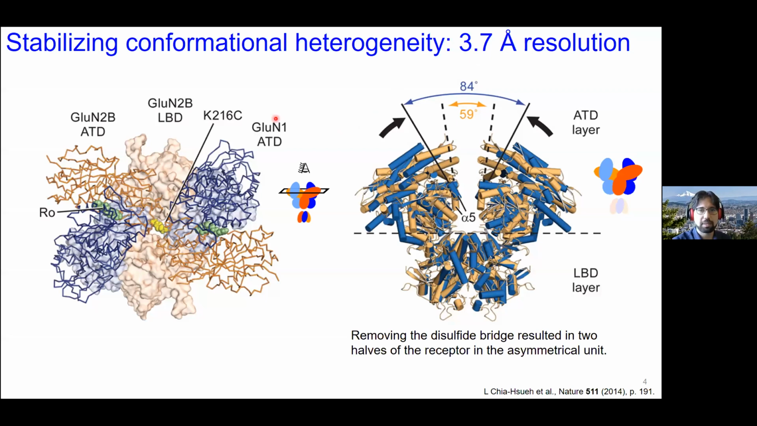Okay. But what the GUO lab also noticed is that when they removed this mutation, they saw 2 different conformations in the asymmetric unit. And I think that's fascinating. We'll talk about it later. Okay. So this is where we stand. Unfortunately, all of these mutations, including this K216 mutation, made the receptor inactive. So you were no longer able to apply ligands to it and obtain current. So the gate seemed to no longer function.